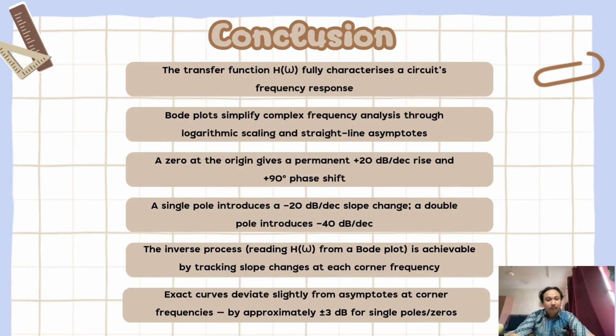Well, this is the end of the slides, the conclusions. The transfer function H of omega fully characterizes a circuit's frequency response. Bode plots simplify complex frequency analysis through logarithmic scaling and straight line asymptotes. Third, a zero at the origin gives a permanent positive 20 dB rise and positive 90 degrees phase shift. Fourth, a single pole introduces a negative 20 dB slope change, and a double pole introduces negative 40 dB. The inverse process of reading H of omega from a Bode plot is achievable by tracking the slope change at each corner frequency. And the last one, the exact curve deviates slightly from the asymptote at the corner frequency by approximately positive or negative 3 dB for single poles and zeros.